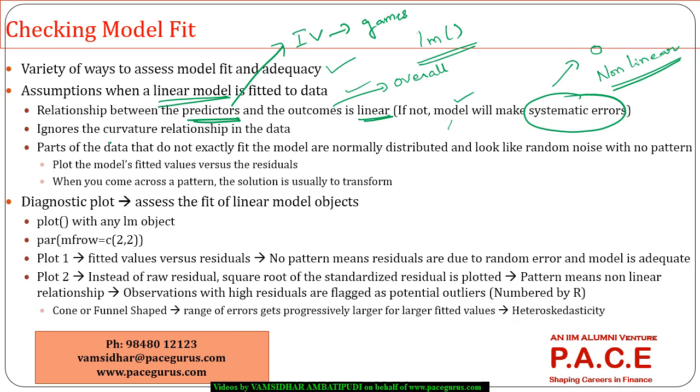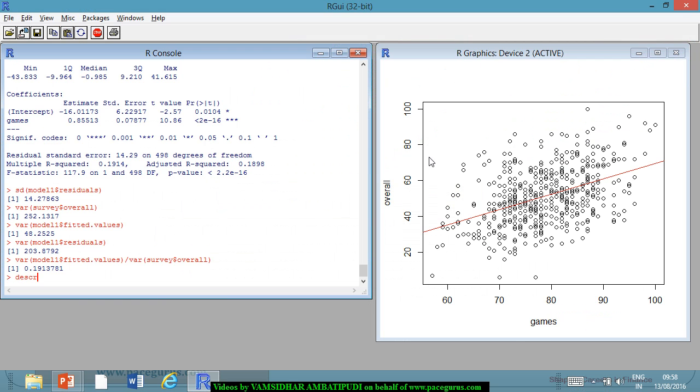So this model does not consider curvature or any kind of non-linear relationship existing between the dependent and the independent variables. The other major assumption it makes concerns the parts of the data that do not exactly fit the model, which are the residuals. It assumes that the residuals are normally distributed. So I can check the describe of the residuals to see whether they are normally distributed or not.